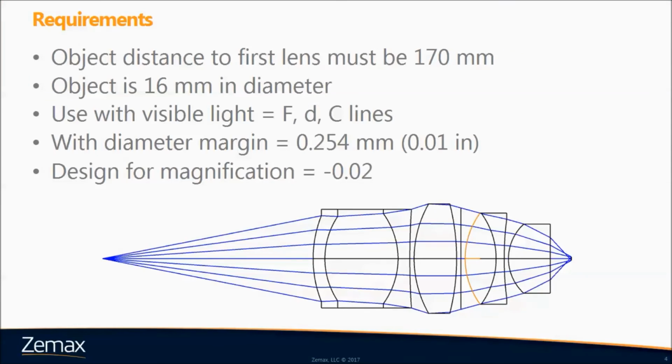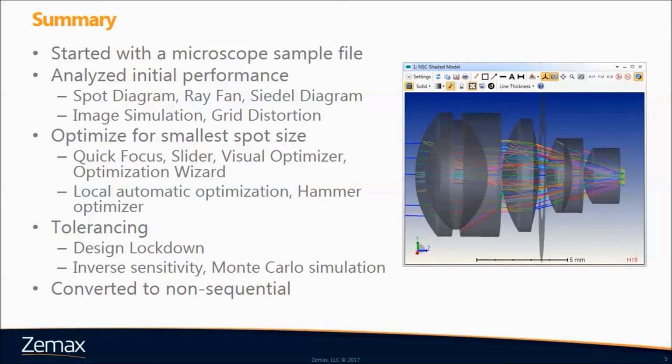All right, so that's the end of what I have planned for the demonstration here. We ran through quite a few different OpticStudio tools, but just to summarize, we started with a microscope sample file, and we analyzed the initial performance using the spot diagram, ray fan, and Seidel diagram tools. We also used some full field tools, including image simulation and grid distortion. Then we optimized for the smallest spot size.